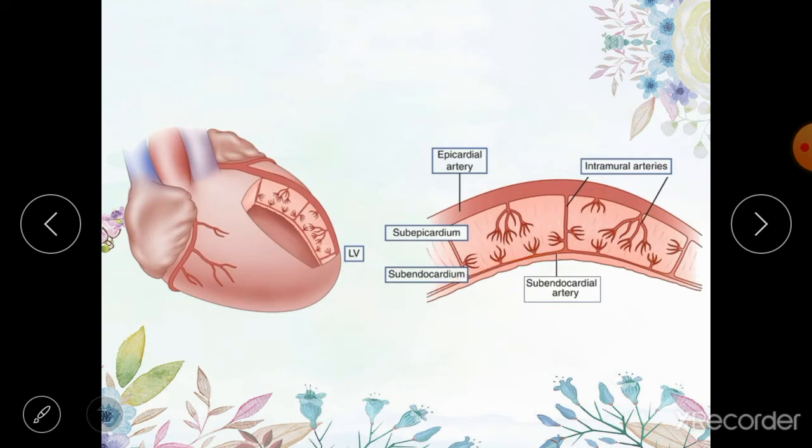As I told you before, the innermost layer of the heart is the endocardium. So just below the endocardium is another plexus of blood vessels, which are known as the subendocardial arteries or endocardial plexus of arteries, and this is the plexus which supplies the inner layers of your heart. So the subendocardial plexus receives the blood from the epicardial arteries through the intramural arteries. Now, do you understand the organization of the blood vessels around the ventricle?